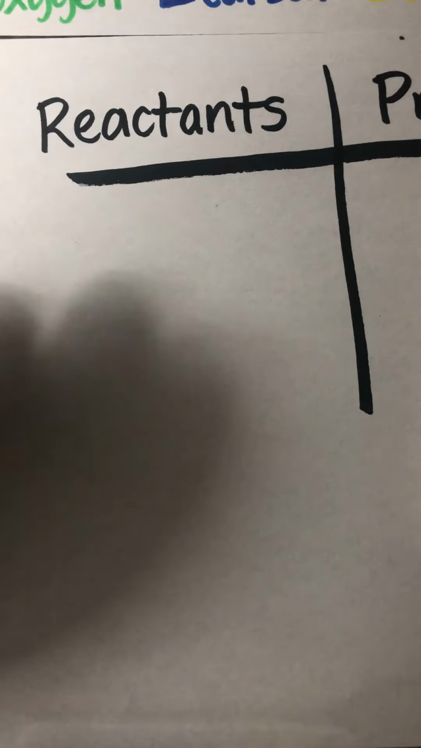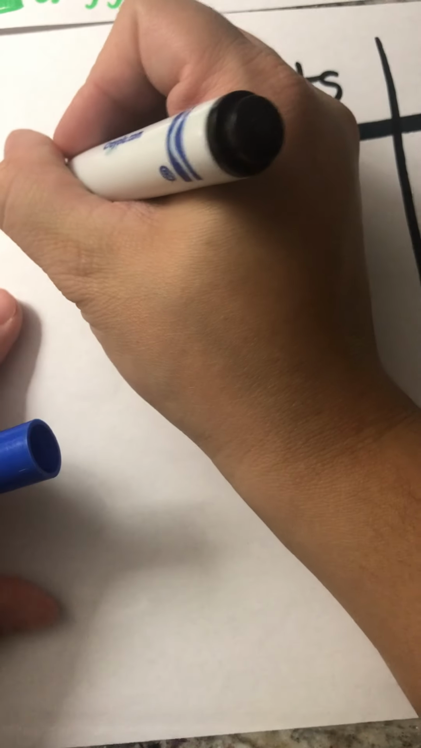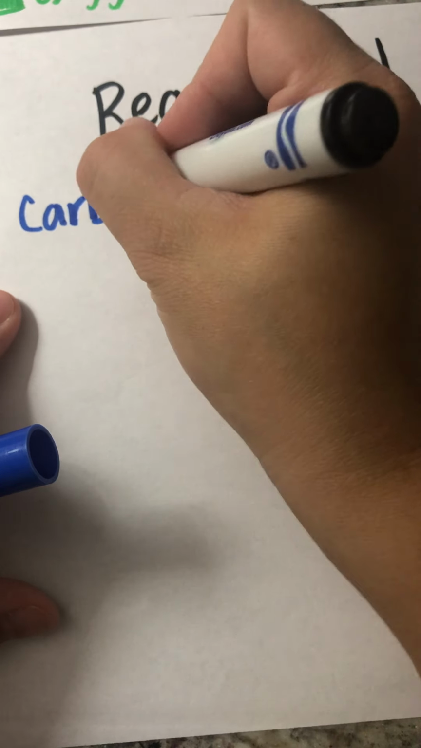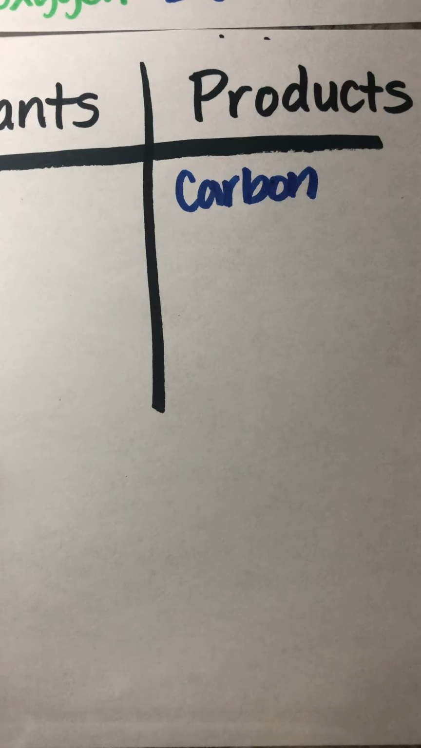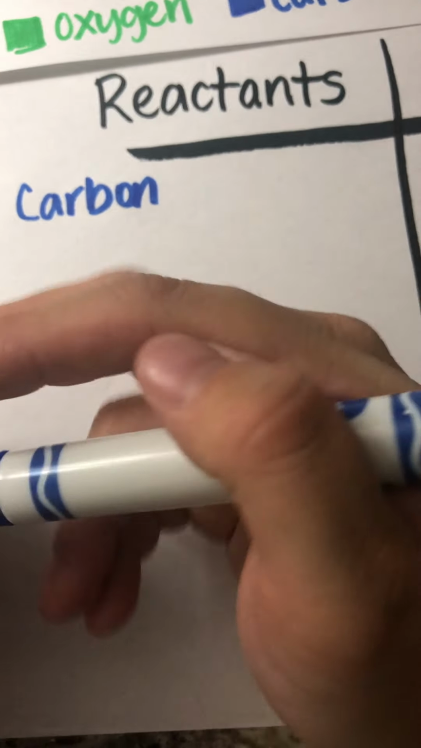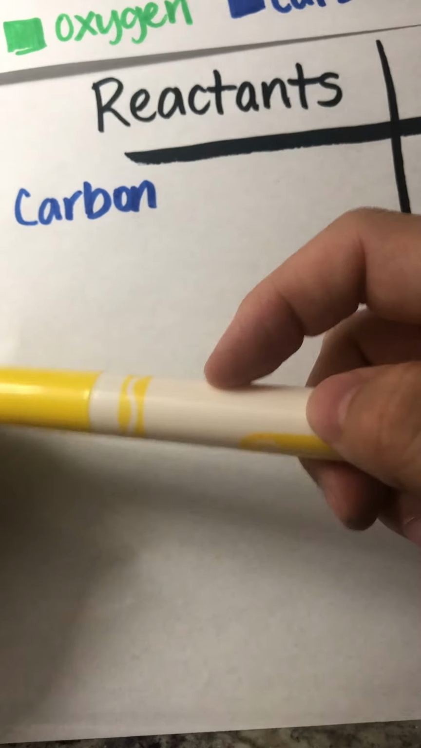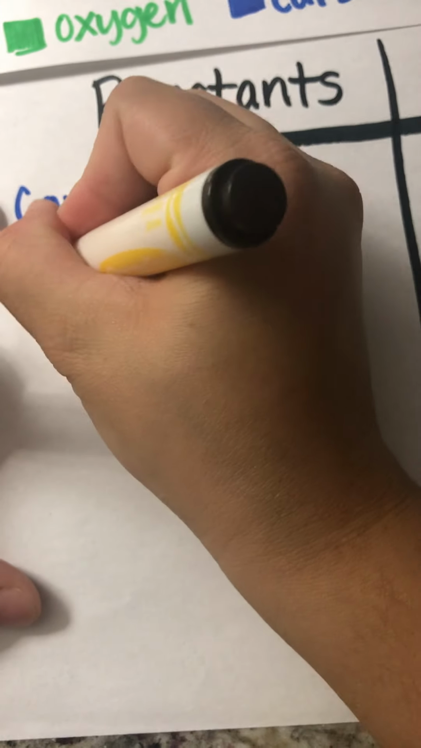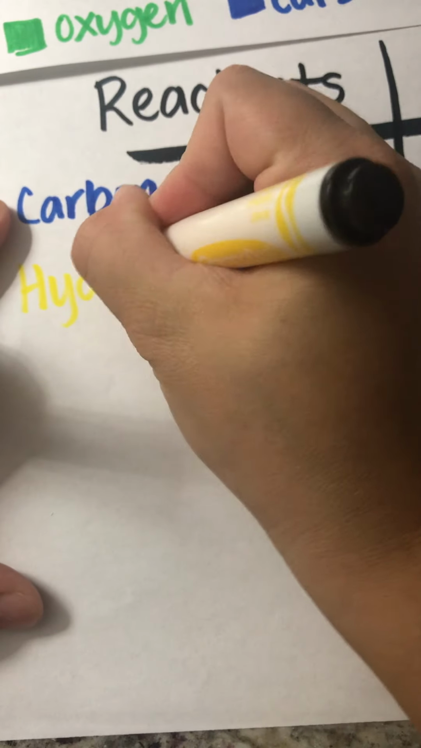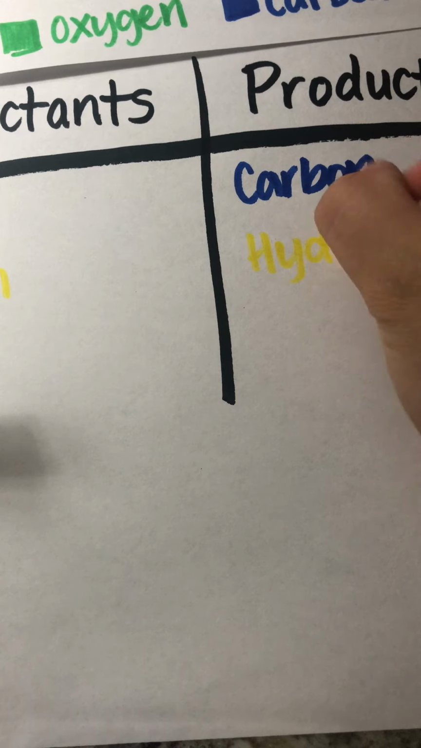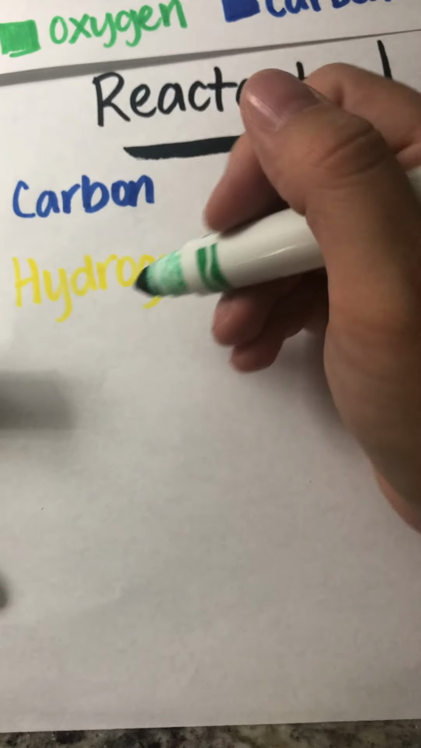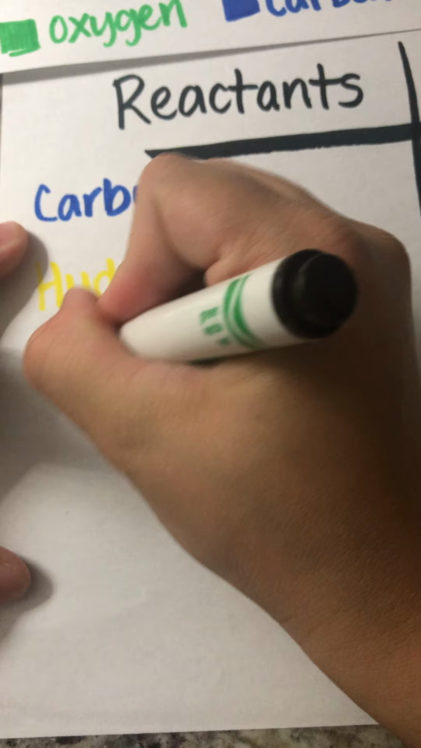So I'm going to write the word carbon on both sides because we had carbon on both sides. I'm going to write the word hydrogen with my yellow on both sides because we had hydrogen on both sides. And I'm going to write oxygen because we had oxygen on both sides. We had greens on both sides of the arrow.